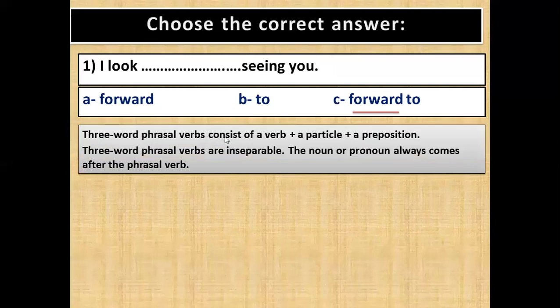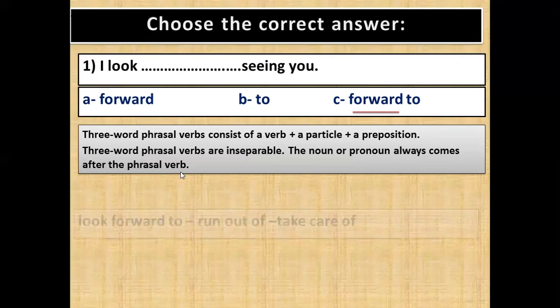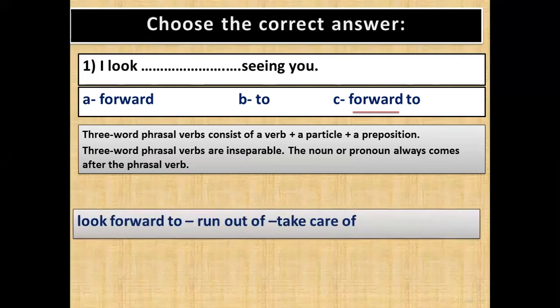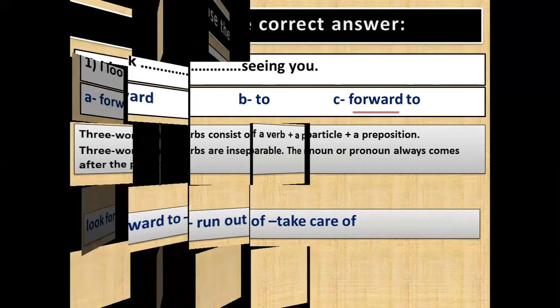What about three-word phrasal verbs? Three-word phrasal verbs consist of a verb plus a particle plus a preposition. This particle may be a preposition or an adverb. Three-word phrasal verbs are always inseparable, not separable. The noun or pronoun always comes after the phrasal verb. For example, there are a lot of three-word phrasal verbs like look forward to, run out of, take care of.